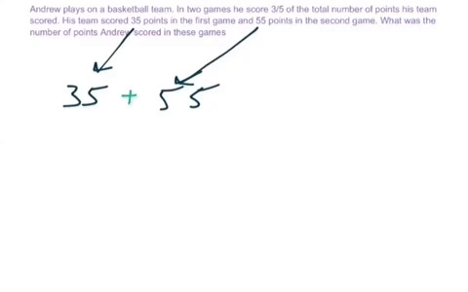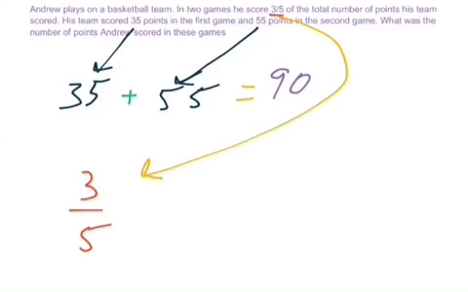So let me solve this real quick. First, we know that Andrew's team scored 35 points in the first game. In the second game, they scored 55 points. We know that Andrew scored 3/5 of the total, so we need to know what the total number of points they scored in those 2 games. So I'm going to add 35 and 55, and I should get 90 if I add that accurately. So now we know the total amount of points, and we know that Andrew scored 3/5 of those points.